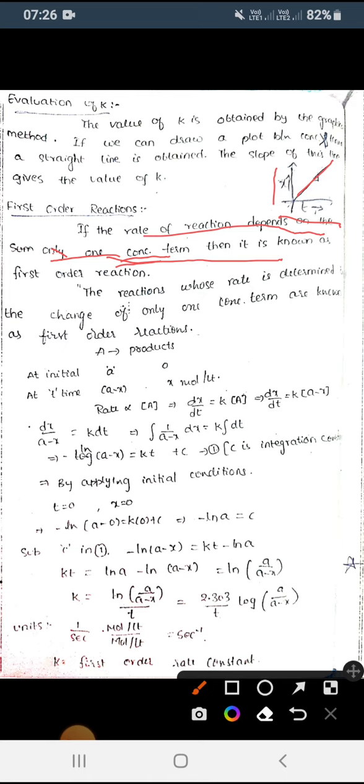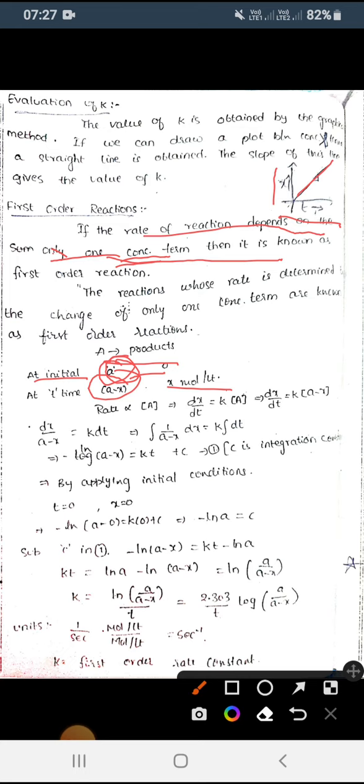Okay, so here let us take the reaction A gives rise to products. Let us consider some initial conditions. At the initial point, when we have not applied any time, the initial concentration of the reactant will be a, and the products will be 0, because it has not reacted. After time t, the concentration of reactant changes to a minus x, and the product will be x moles per liter. At that time, for x moles, the time is reached.